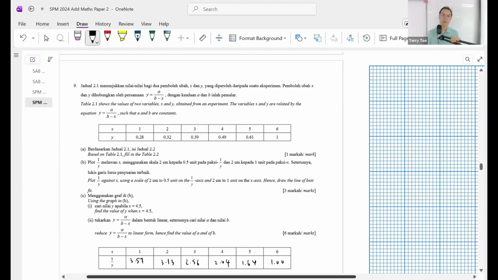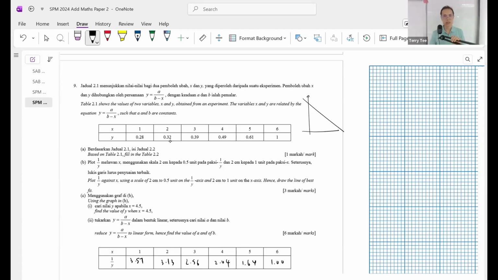So if you look at this graph, as my x increases, my 1 over y decreases. My y-intercept would be higher than 3.57. So just take note, it would be higher than 3.57. So you've got to reserve a bit more space. It may be 4 or more than 4. So reserve a bit more space.